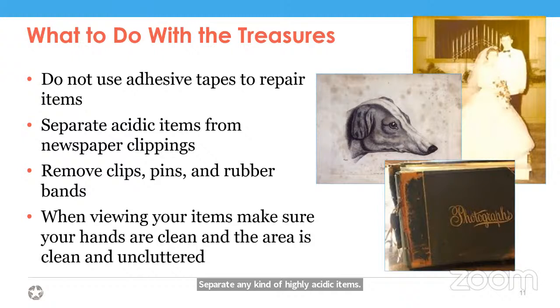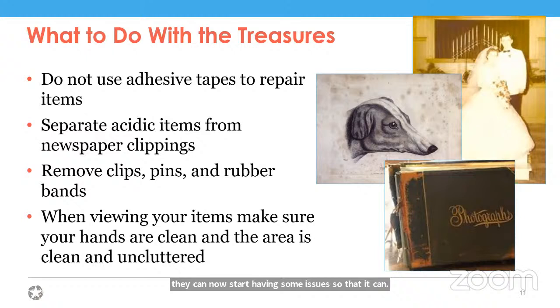Separate any kind of highly acidic items, especially the newspaper clippings. You want to keep items like the newspaper clippings and other acidic items away from items that haven't started to turn yellow or gotten brittle, because the acidic makeup of those items can, for lack of a better word, not infect, but they can transfer and migrate onto other items that were stable, and they can now start having some issues, so it can cause problems.